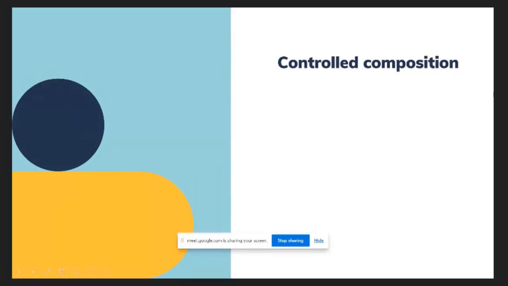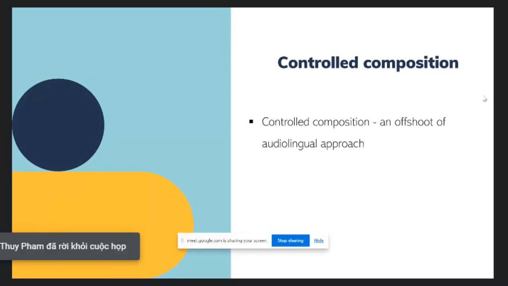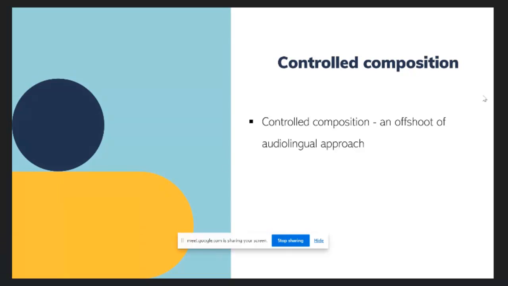Okay, so controlled composition can be seen as an offshoot of the audiolingual approach to language teaching because it shares two of this approach's central tenets. The first one is that language is speech, and the second is that language learning is habit formation. So, in the classroom of controlled composition, the primary focus is on formal accuracy.